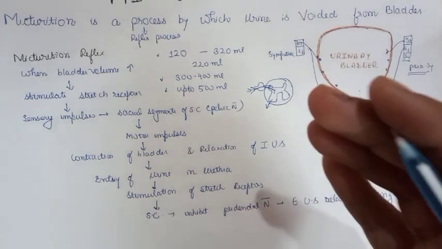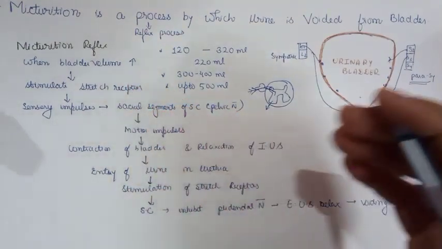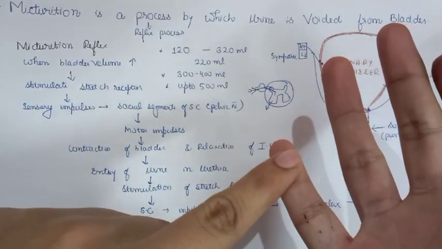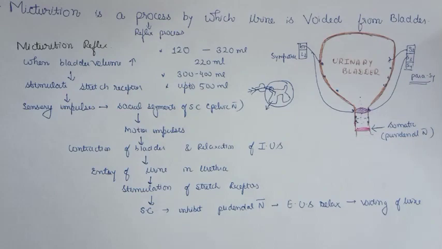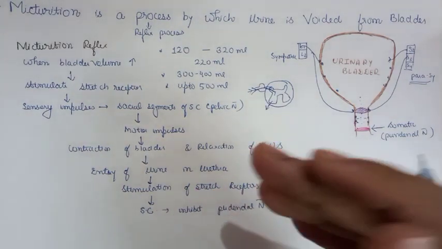So this is how the micturition reflex occurs. You can see, it is a reflex process. What happens in a reflex process? We have three components: one is the sensory fibers, one is the control center, and the other is the motor fibers. And the micturition reflex is self-regenerative.